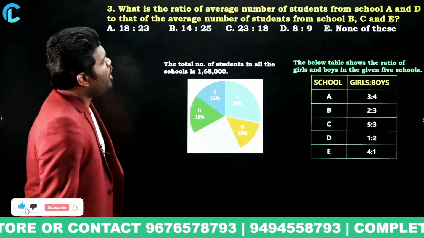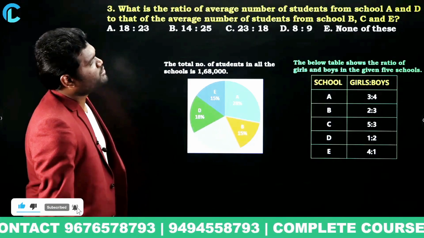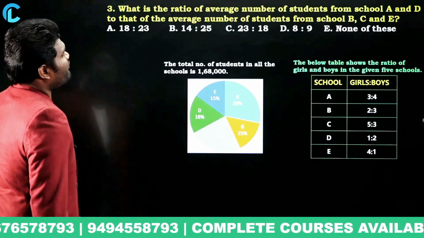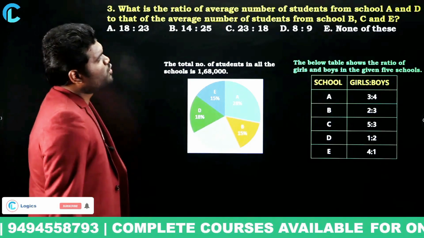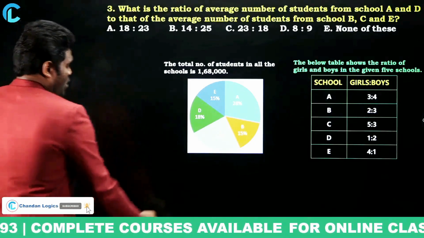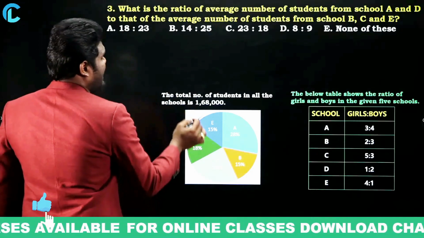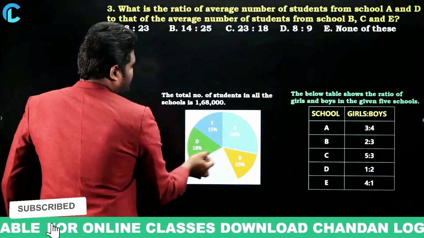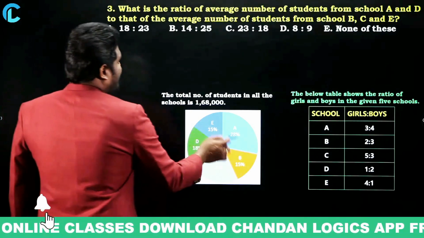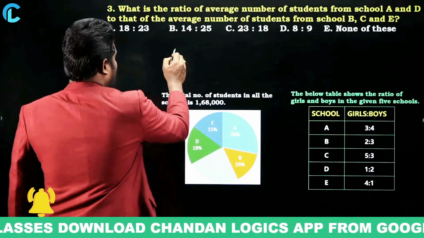Next one. What is the ratio of the average number of students from school A and D to that of the average number of students from schools B, C and E together? Very simple question. They are asking the average number of students from school A and D. A is 28, D is 18, 28 plus 18. Now this is going to be how much? 46.